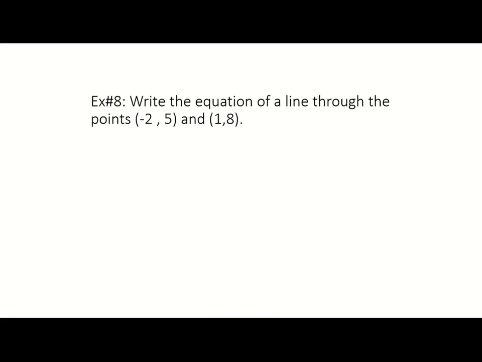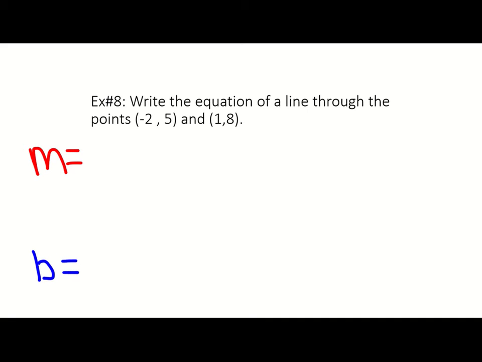For our second example, we want to write the equation of a line through the points negative 2, 5, and 1, 8. So I need to know my slope of the line M, and I need to know my y-intercept B. So looking at these 2 points, neither one's the y-intercept because neither point has an x value of 0.